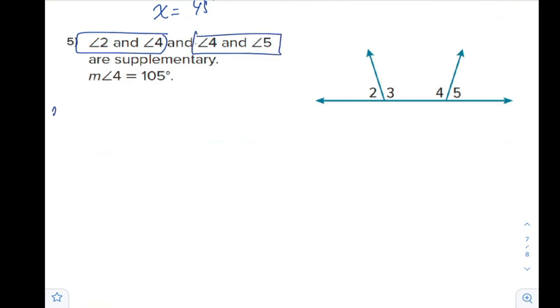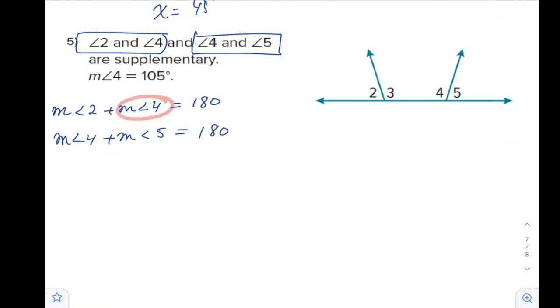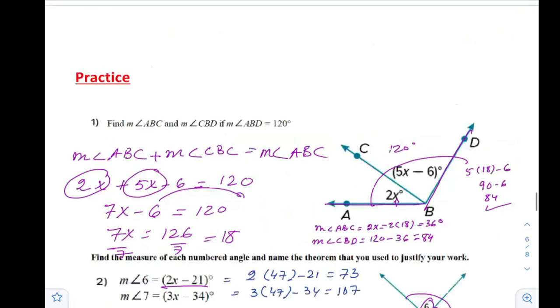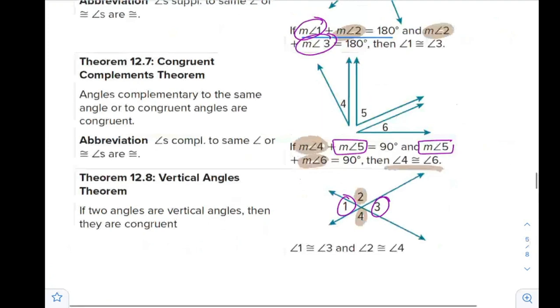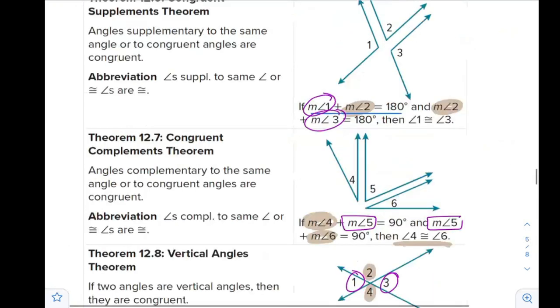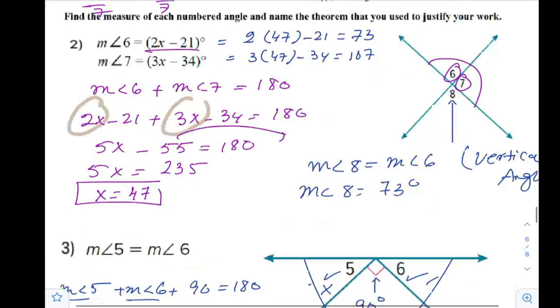Now question 5. Angle 2 and angle 4 and another pair, we have 4 and 5, are supplementary. What does that mean? It means measure of angle 2 plus measure of angle 4 is equal to 180 since he mentioned that they are supplementary. At the same time, measure of angle 4 plus measure of angle 5, the sum is 180. They are supplementary. As you see here, we have both sharing here. And as we mentioned before in one of the theorems, this is called the congruent supplement theorem.